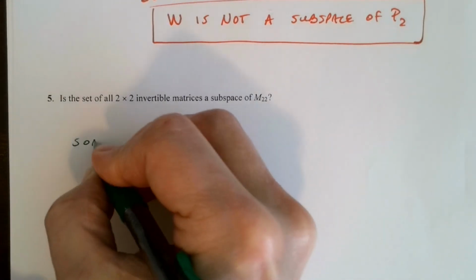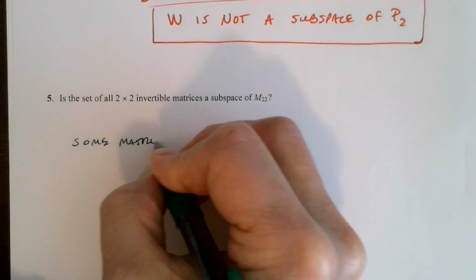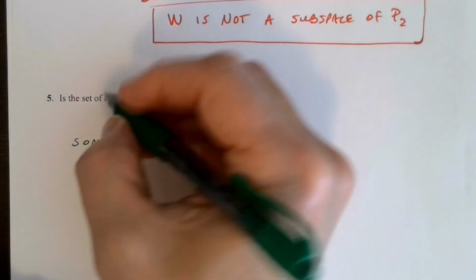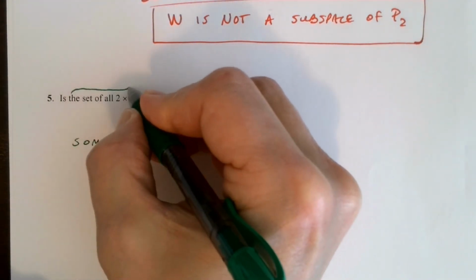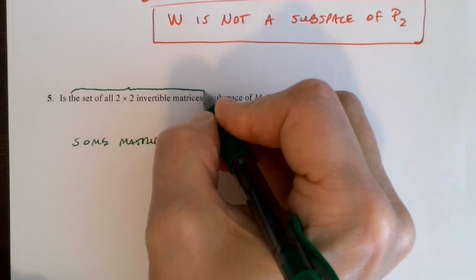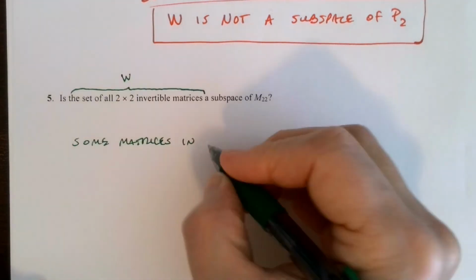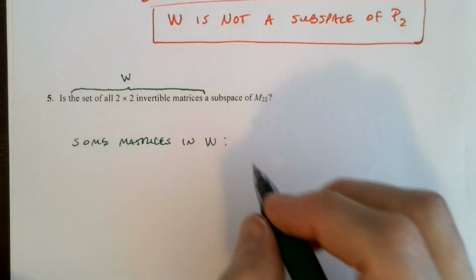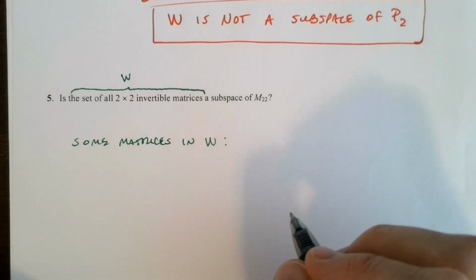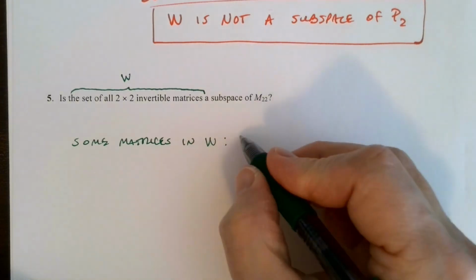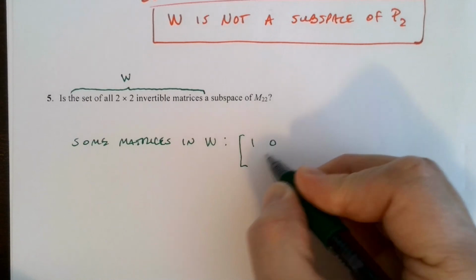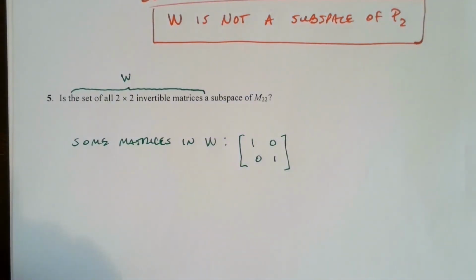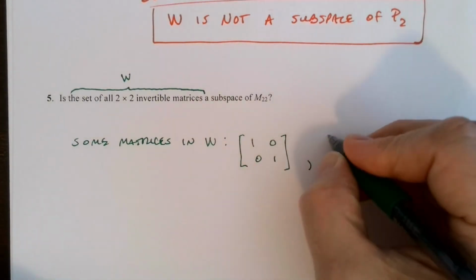What are some matrices in this set? Let's call this the set of all 2 by 2 invertible matrices. Let's call that W. So some matrices in W. What are some matrices? Well, it's got to be invertible. You remember how a 2 by 2 matrix is invertible? Do you remember? If their determinant is not 0. So I mean, what's some examples? 1, 0, 0, 1. The identity matrix, which determinant is 1. That's invertible. Right?